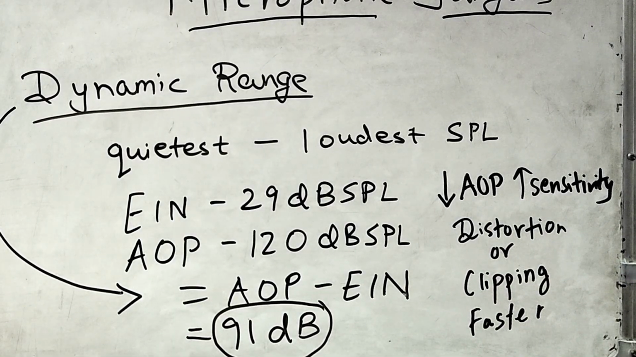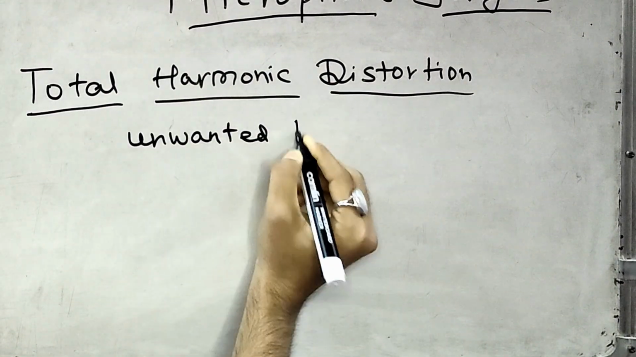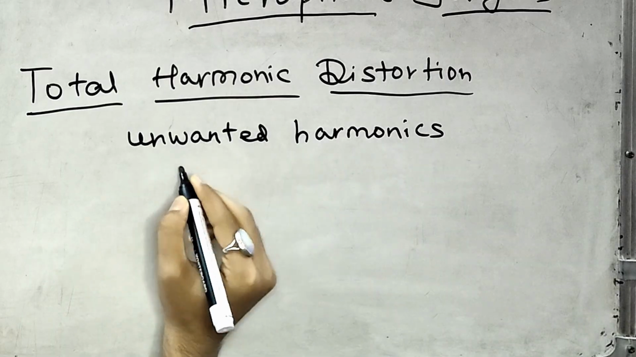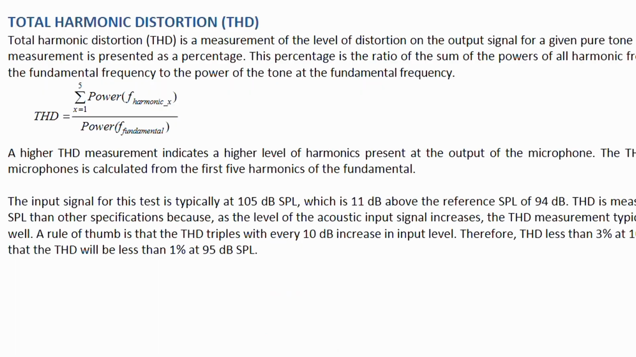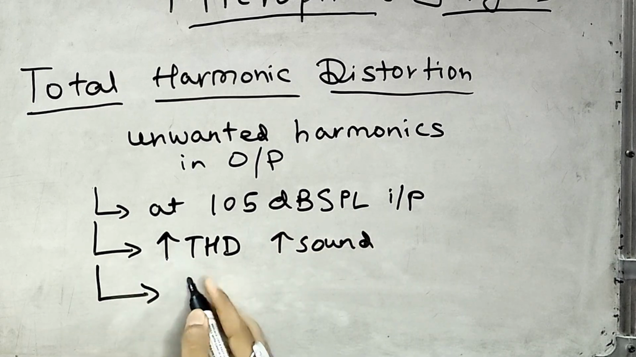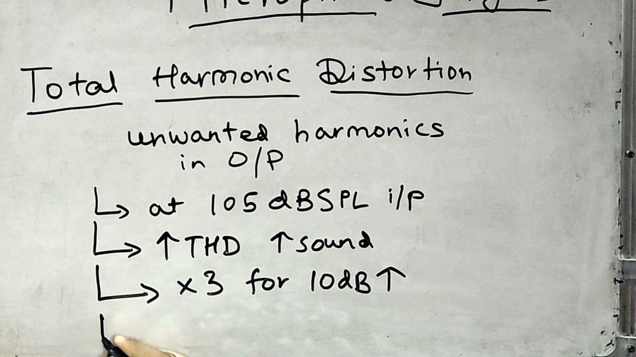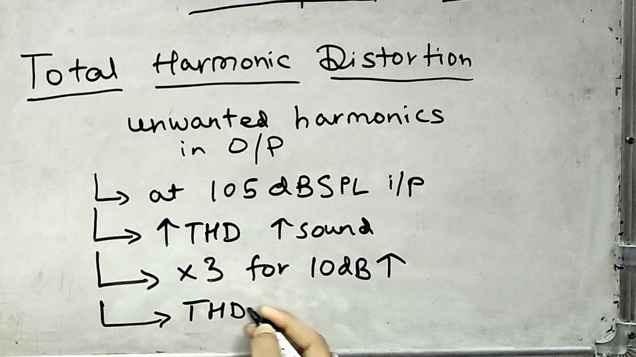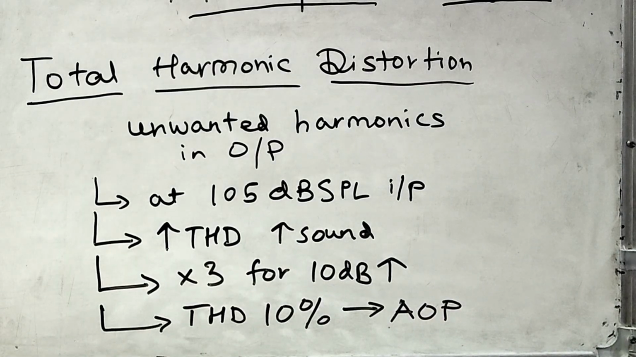THD, or total harmonic distortion. This tells us how much unwanted harmonic content is added to the microphone output. The key point is that harmonics are integer multiples of the fundamental frequency and THD grows rapidly with loud sounds. This is measured at 105 dB SPL acoustic input. Also, interestingly, THD roughly triples every 10 dB increase in input SPL, and when the THD crosses the 10% bar, the microphone is no longer accurate.